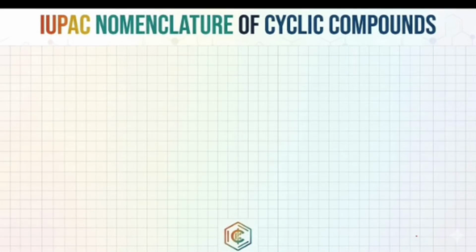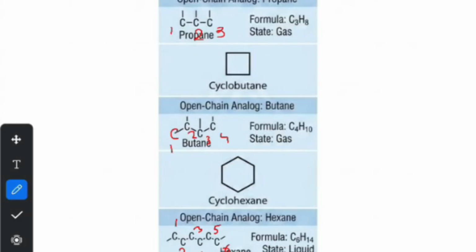Today's class is about IUPAC nomenclature of cyclic compounds. Suppose you are given a compound having a three-membered ring. Three-membered ring means these are the carbon atoms of the cyclopropane ring. It is as if 1, 2 and 3.